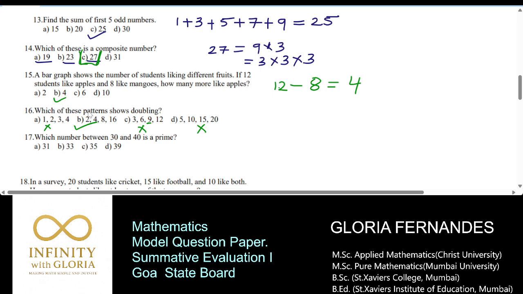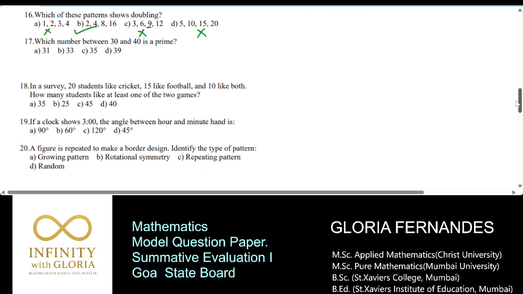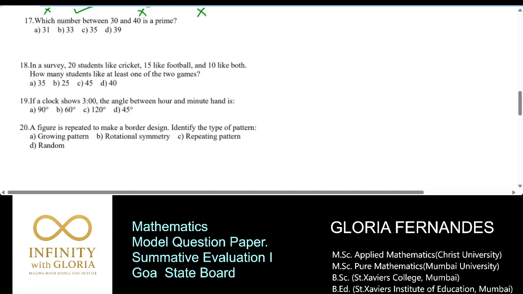Okay. Now which number between 30 and 40 is a prime? So you must have the prime number list, right? After 30, which is the next prime number we get? 31. Yeah. And if you don't remember the prime numbers, you can always check. 33 can be written as 11 times 3, 35 can be written as 5 times 7, and 39 can be written as 13 times 3. So these are not prime numbers, so they are not options, right?